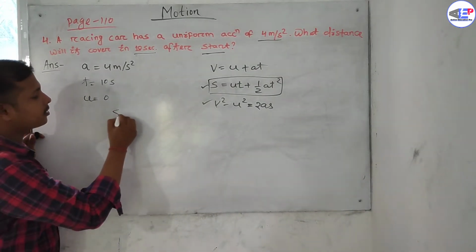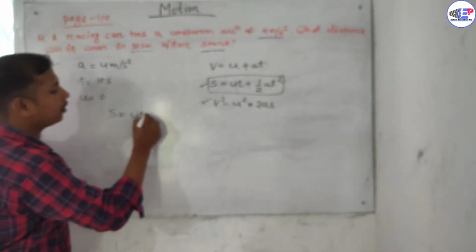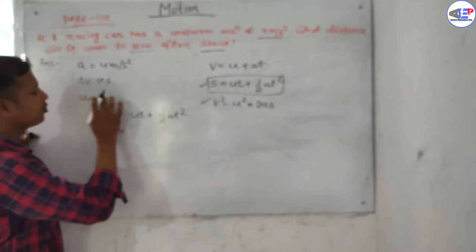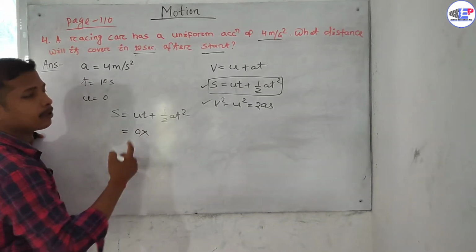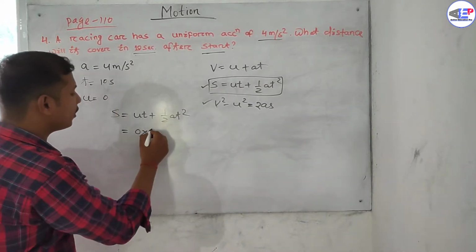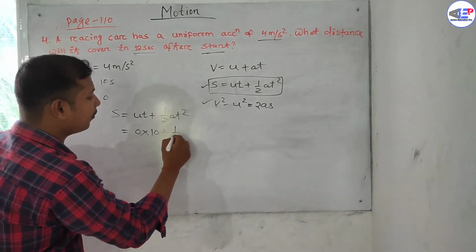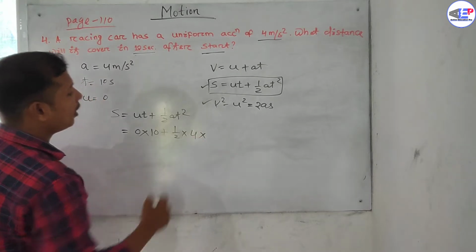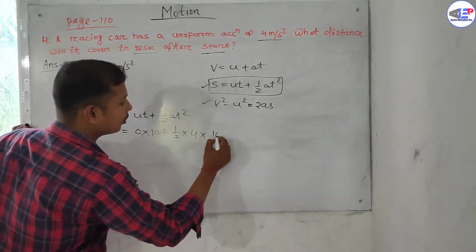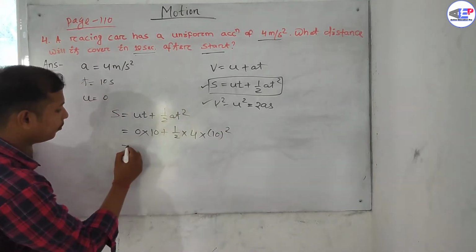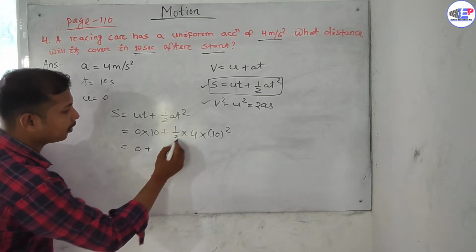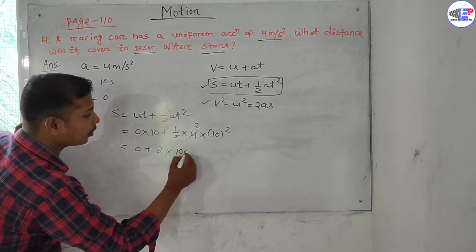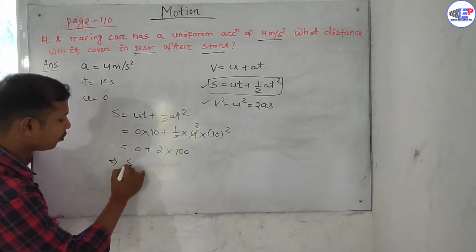So s is equal to ut plus half at square. Here u is 0 because it starts from the initial position. Here t is 10 seconds, plus half into a. Here a is 4 meter per second square and t is 10. So it will become 0, cancelling by 2 it will give 2 into 100. So the value of s will be equal to 200 meter.